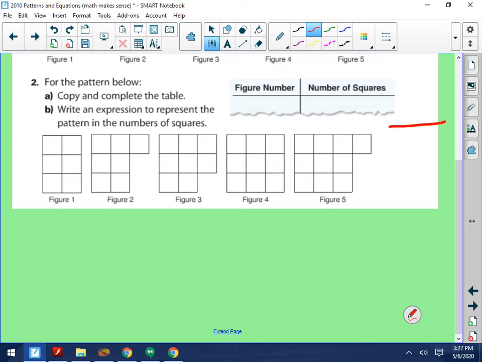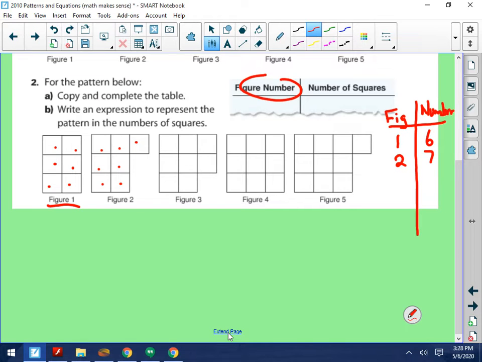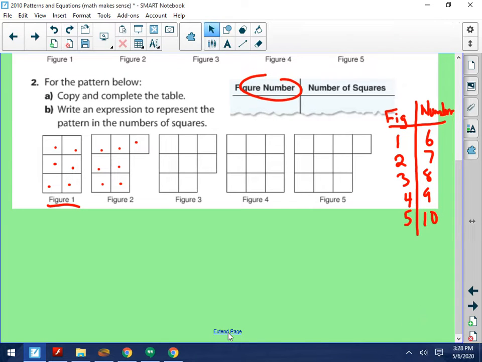So here's my T table for it. I have this figure number, I'm just going to write down fig and then number of squares. In figure 1, we have 1, 2, 3, 4, 5, 6 squares. So figure 1 has 6 squares. Figure 2 has 7 squares. 1, 2, 3, 4, 5, 6, 7. Figure 3 has 8. Figure 4 has 9. Figure 5 has 10. Okay, so first of all, we had to copy and complete the table.